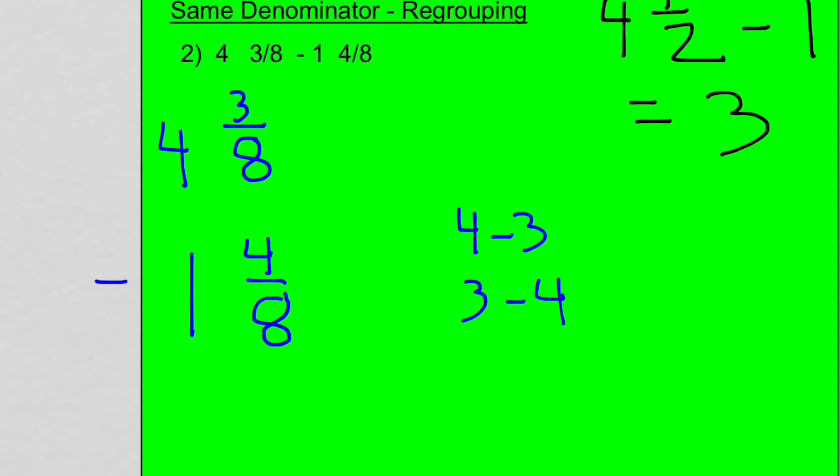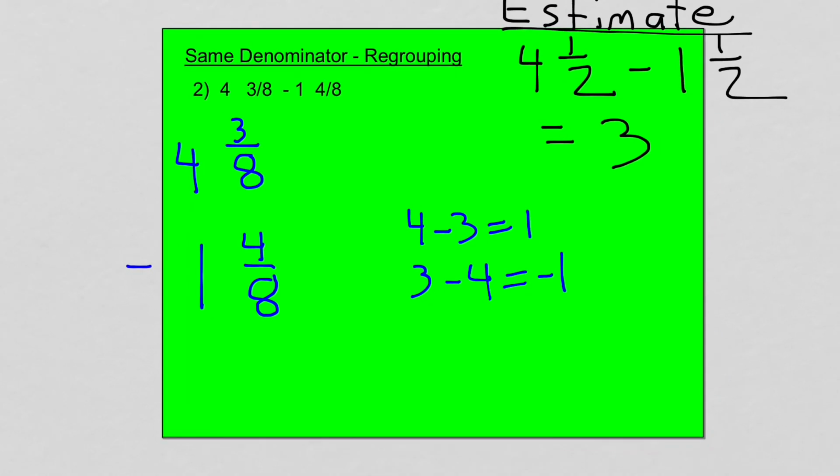4 minus 3 is equal to positive 1. And 3 minus 4, or 3 negative 4, is equal to negative 1. So these are not the same thing. Now the situation we have here is we have 3 minus 4, and that's negative 1, but we're not going to get a negative fraction.